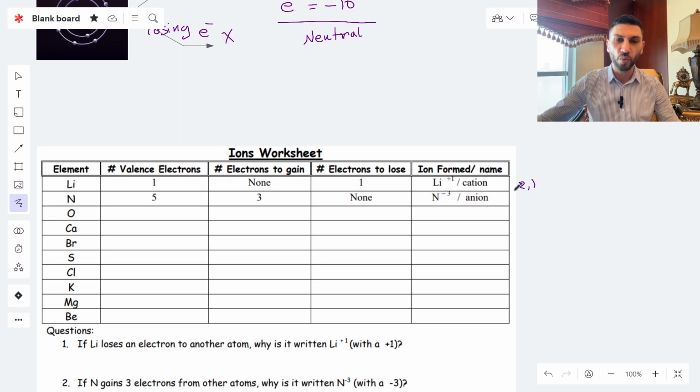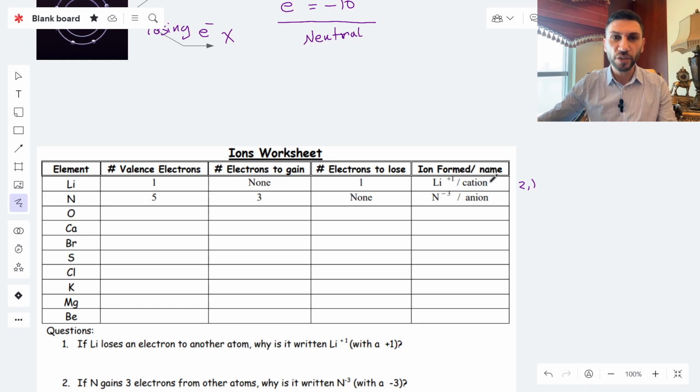The valence electrons are 1. Electrons to gain: 0, because we cannot gain 7 electrons. We can lose this electron, so the electrons to lose is only 1. And the ion formed is because we lost 1 electron. Now the number of protons is positive 3. The number of electrons is negative 2. The overall charge is positive 1, and we call it a cation.